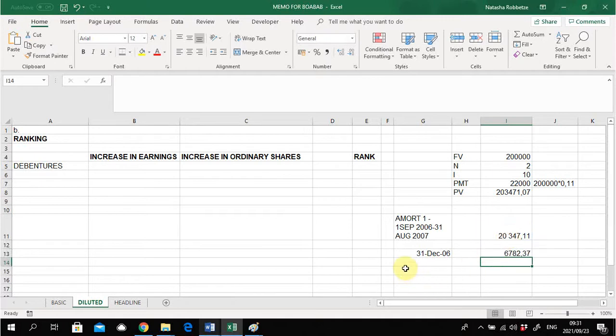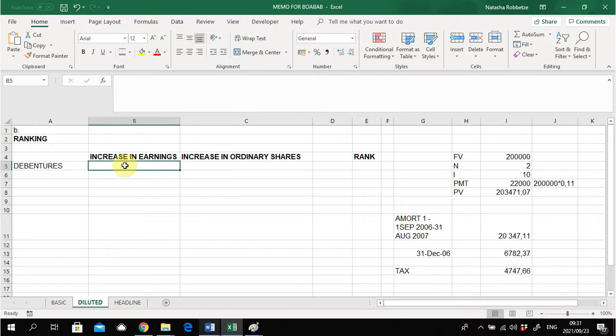Then we also need to remember the tax element, because this interest is calculated before tax. So we need to make sure that we adjust it. And they say the tax rate is 30%. So after tax, 70% of this amount will remain. So I'm going to take the 4 months of interest and times it by 70%, which gives me 4747 and 66 cents.